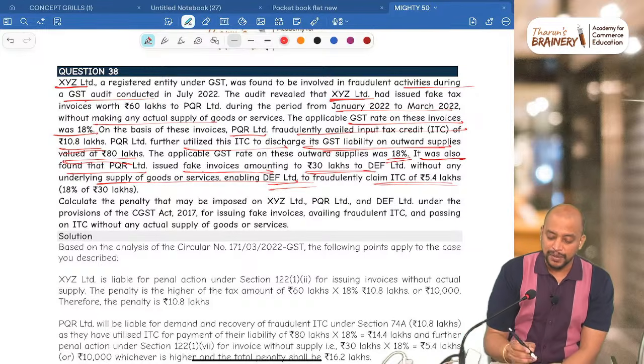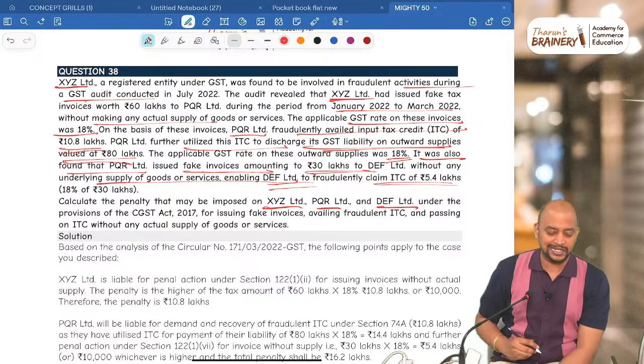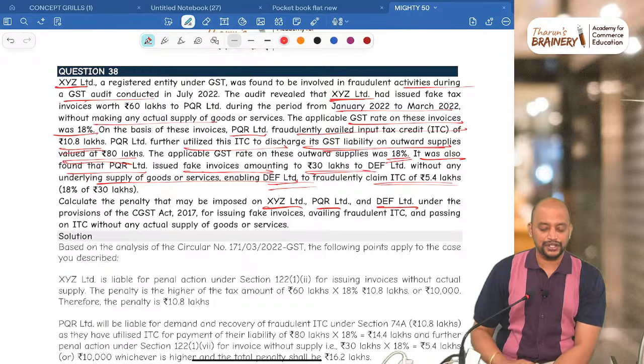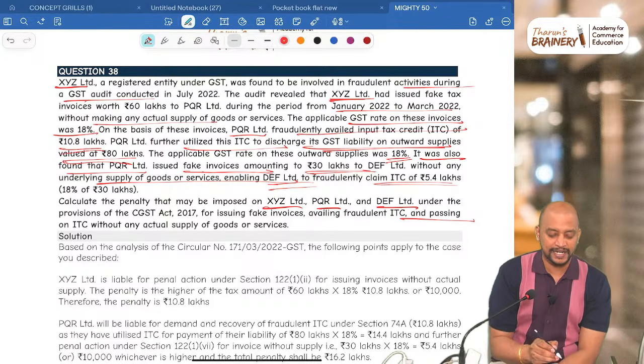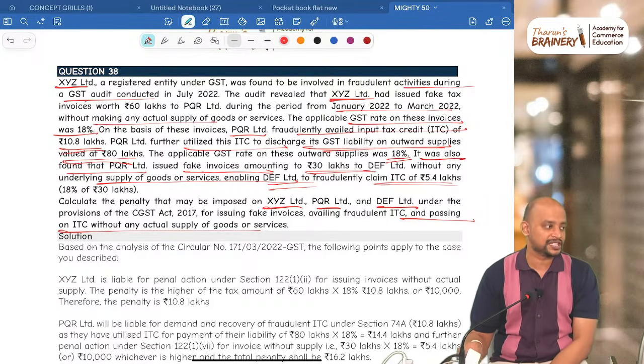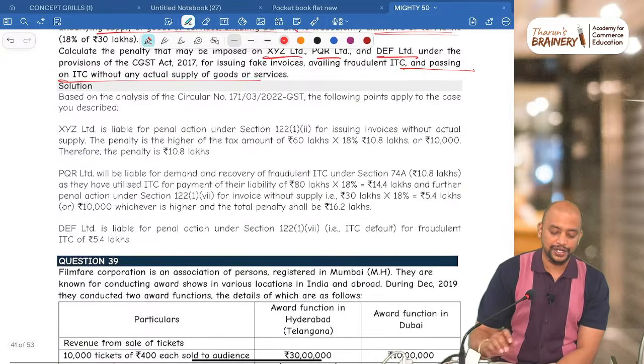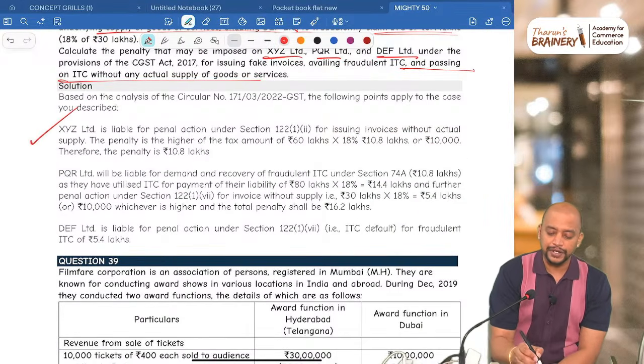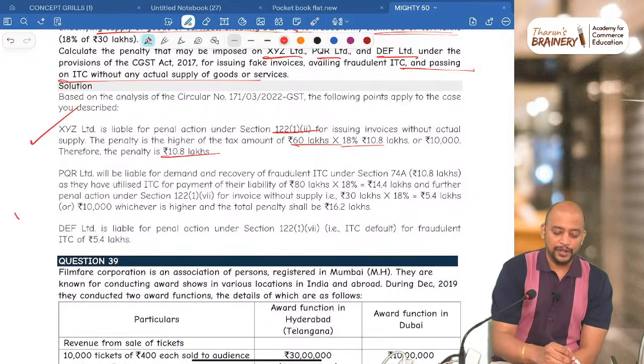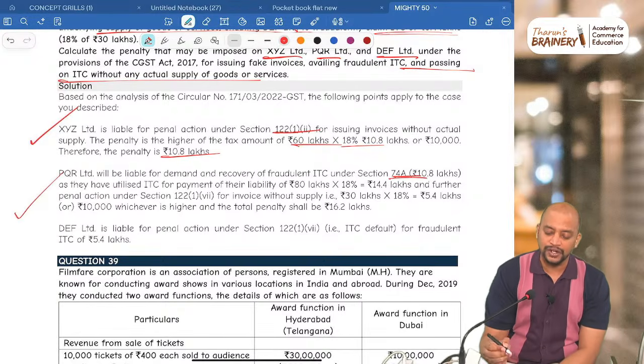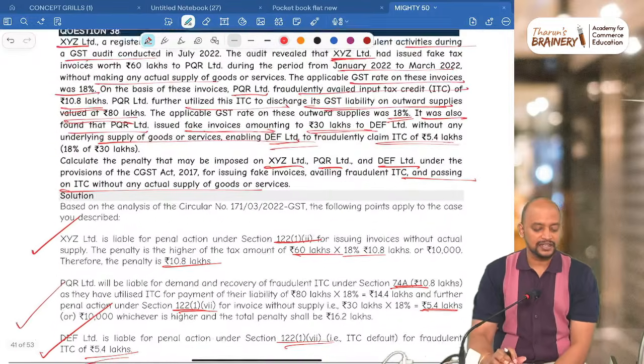Calculate the penalty that may be imposed on XYZ, PQR and DEF Limited under the provisions of CGST Act for issuing fake invoices, availing fraudulent ITC and passing on ITC without actual supply of goods or services. So accordingly you need to write on XYZ 120 subsection 1, 60 lakhs into 18%, 10.8 lakhs. On PQR 2 penalties, one under 74A, that is 10.8 lakhs because they have availed the ITC. Another under 120 subsection 1 for invoice default, 5.4. On DEF only 120 subsection 1, 5.4 lakhs.